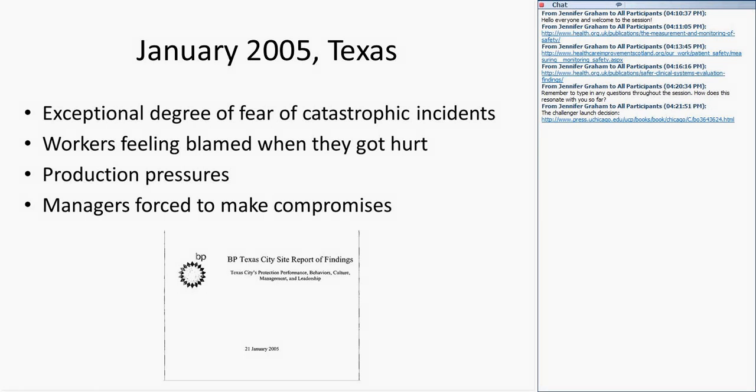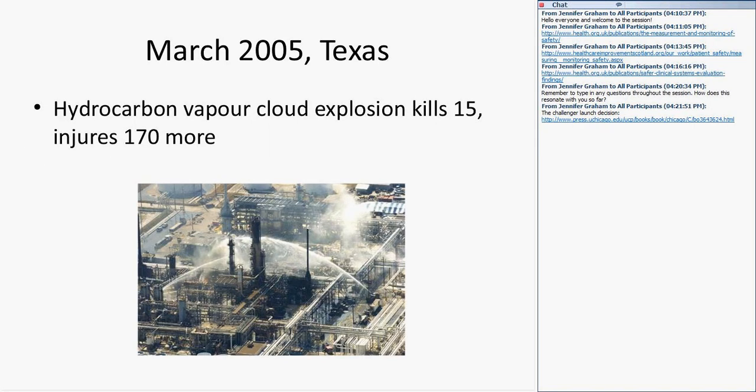So let me take you to Texas, January 2005, and a survey at the Texas City oil refinery plant, which found that the workers at this plant were reporting an exceptional degree of fear of catastrophic incidents, and felt that they were blamed when they got hurt. They reported that there were massive production pressures that were taking precedence over other priorities, and they felt that managers were forced to make compromises. So there was a great deal of concern about safety at this plant. Two months later, there was a massive hydrocarbon vapor cloud explosion.